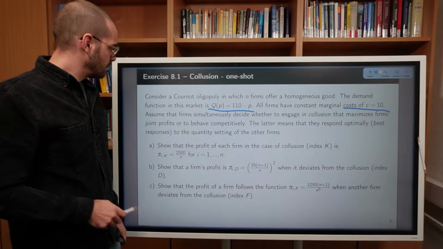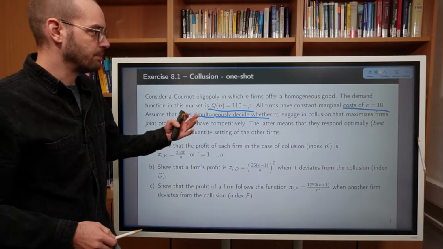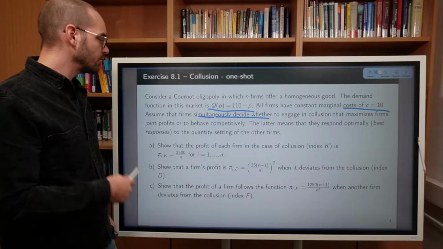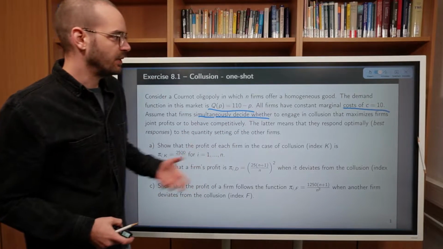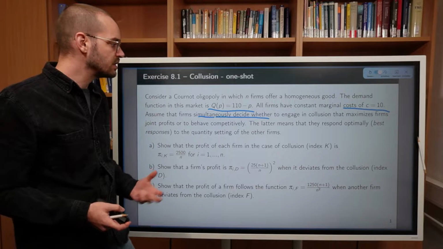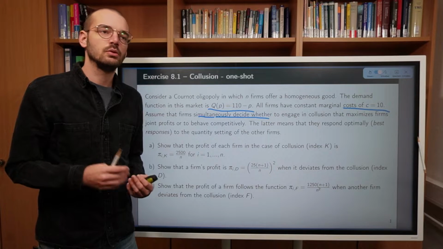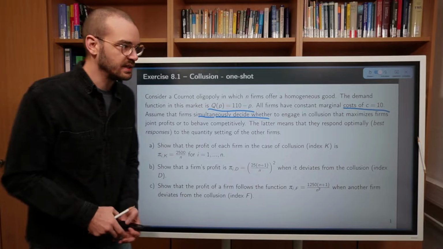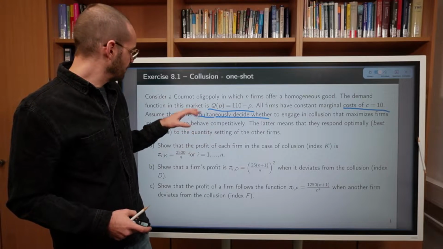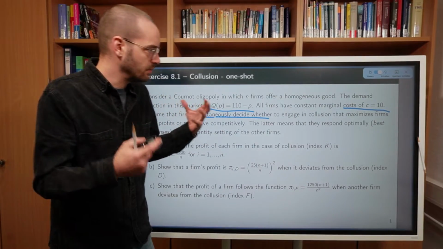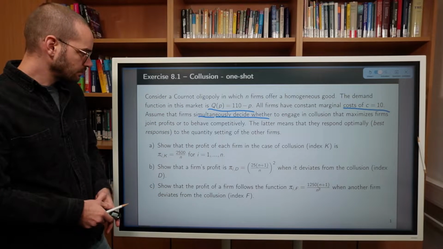Now we are asked to assume that all firms simultaneously decide whether to engage in collusion that maximizes the firms' joint profits, or to behave competitively. The latter means that they respond optimally, according to their best responses, or to summarize, in the usual way that we would expect Cournot oligopoly firms to behave. In contrast to the collusive behavior, in which they will behave as if they were to maximize their joint profits. All right, good.